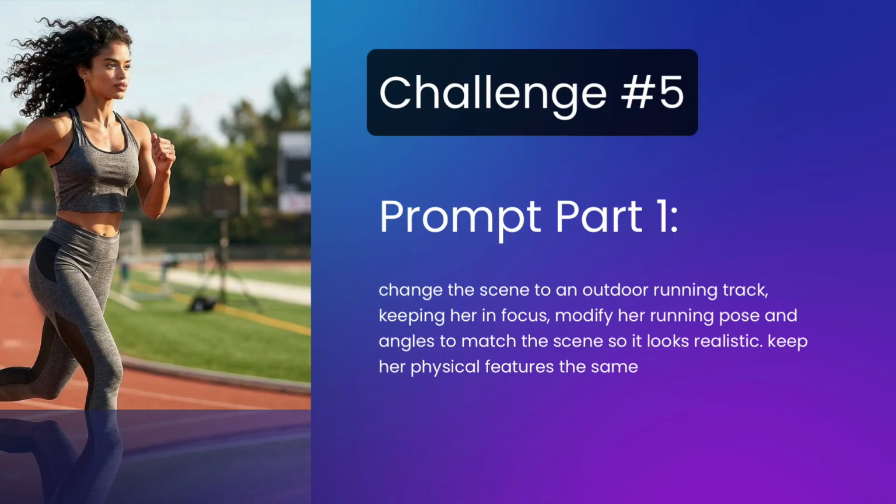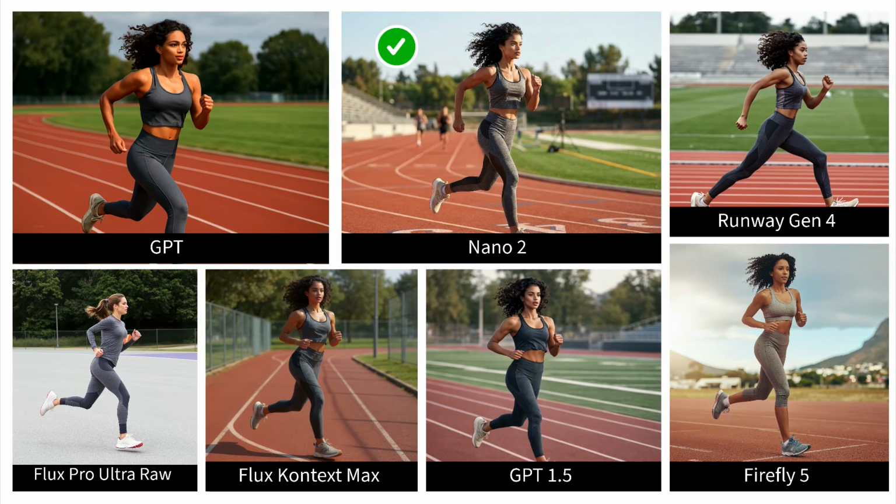I've made sure to add into the prompt that we want her pose and angles to match the scene, and most importantly, to keep her physical features the same. Some models need that extra part of the prompt, so if you've ever had an issue with the subject changing too much, this can help. Some models got tripped up trying to match the subject's pose and the camera angle of the scene behind.